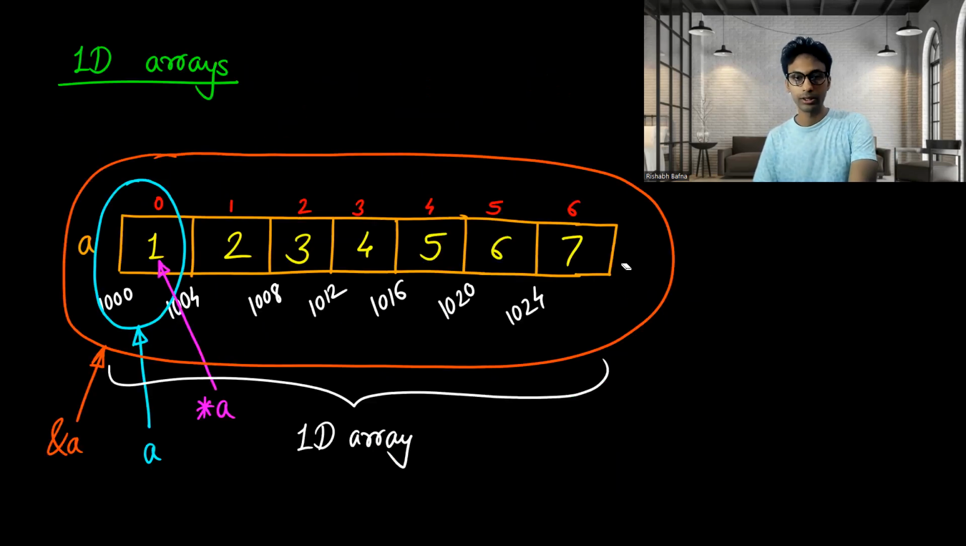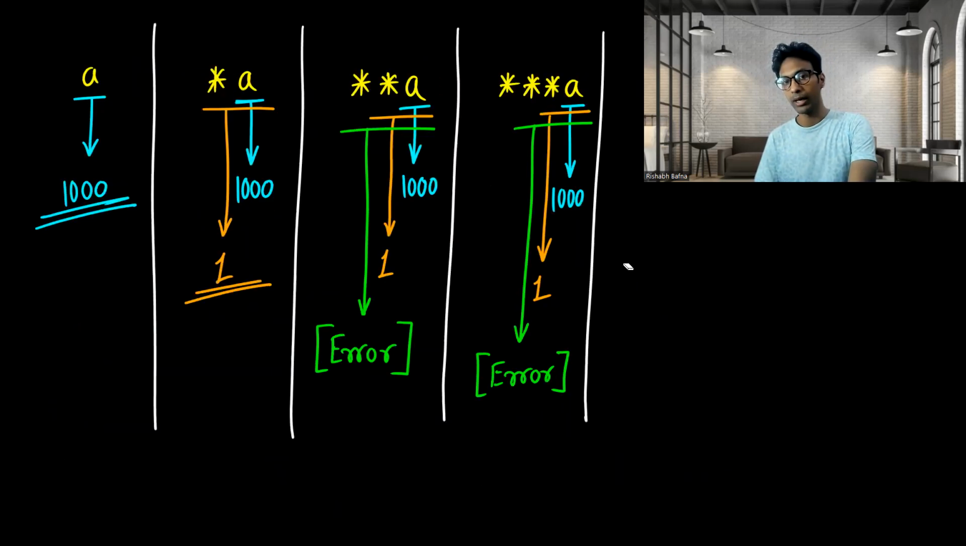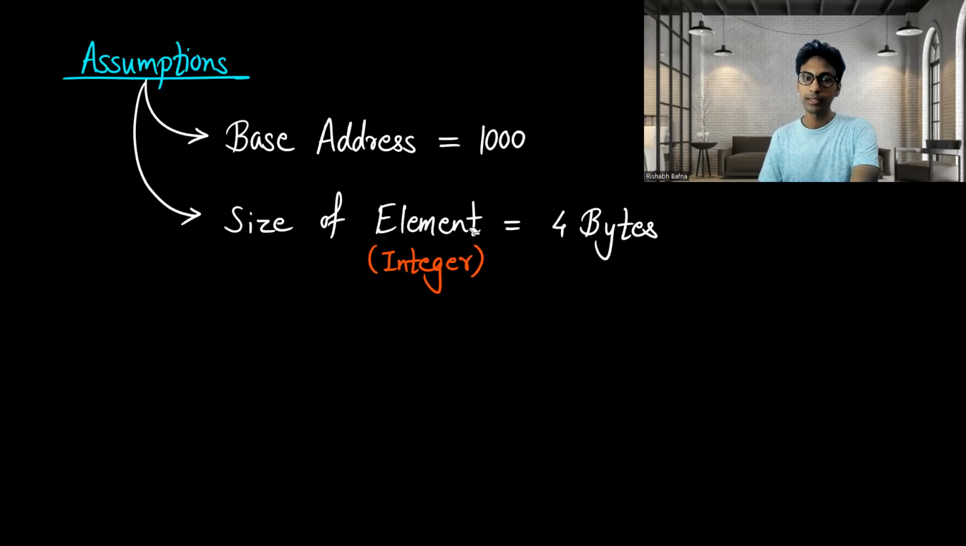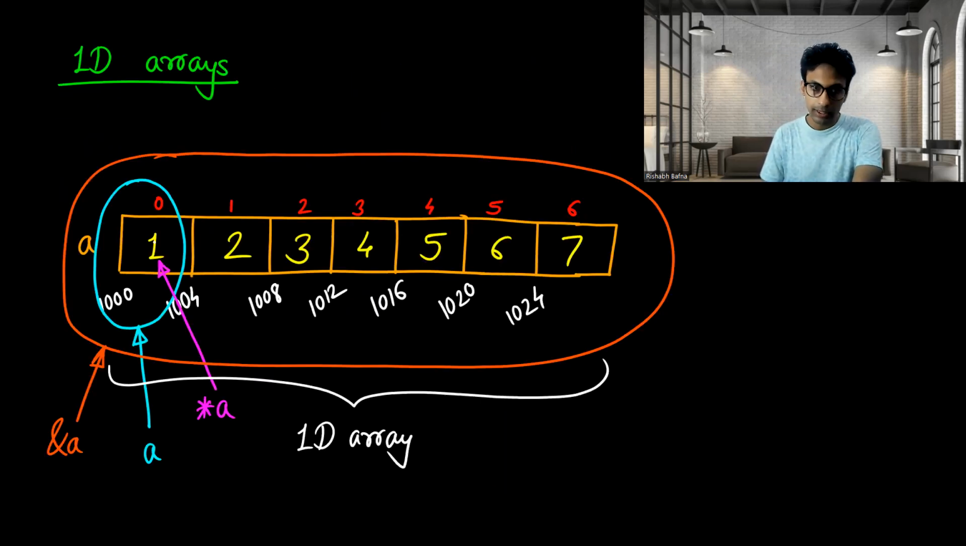So maybe I'll give you an exercise to think about. Star A is what? 1. And address of star A is what? 1. Okay, 1 can be anywhere, isn't it? Here it is 1, and we should get the address of 1 as 1000.